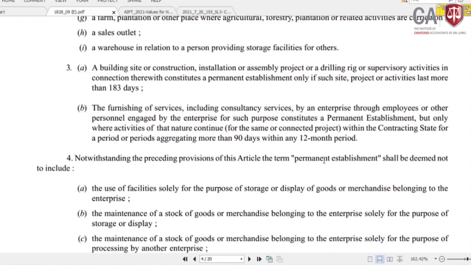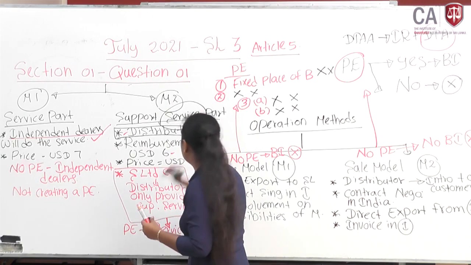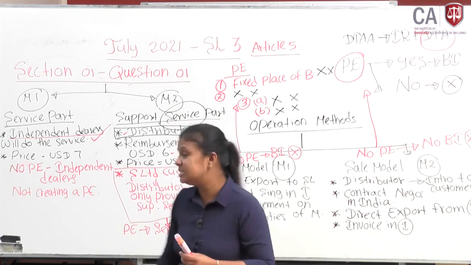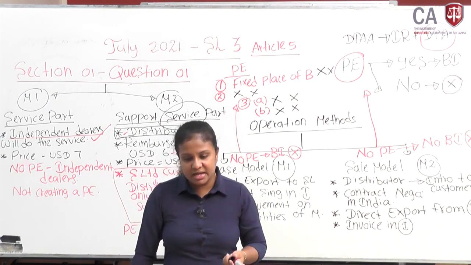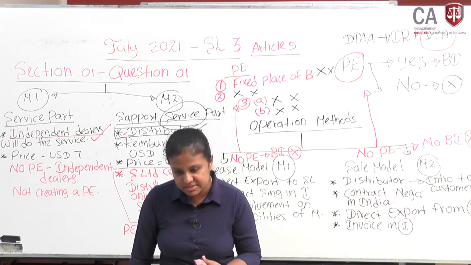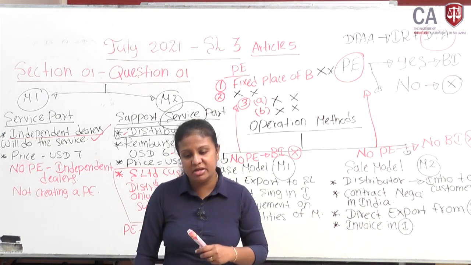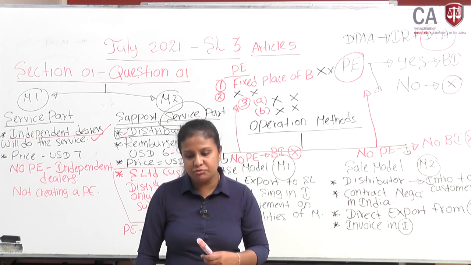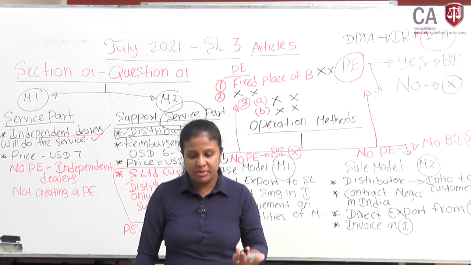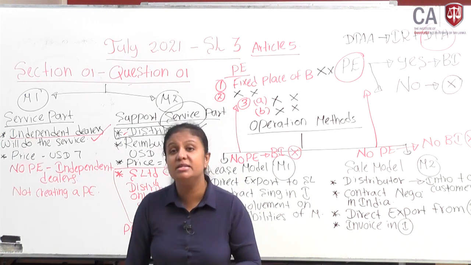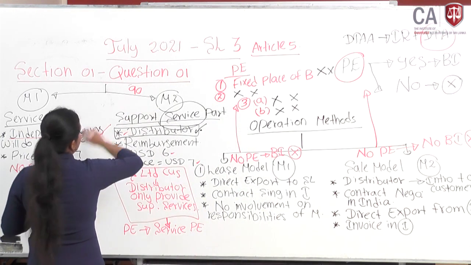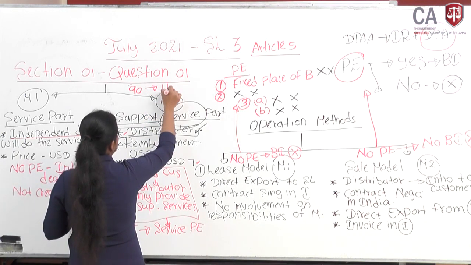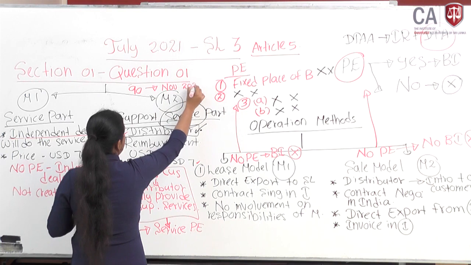Why? It is very clearly given that this distributor has been engaged by SEIC India. They cannot do anything other than this. And for such purpose, it constitutes a PE, but only where the activities of that nature continue within the contracting state for the same or connected period or periods aggregating more than 90 days. Now, you need to look at the 90 days requirement for this service PE. Where have we started, Lamai? We have started in November 2020.